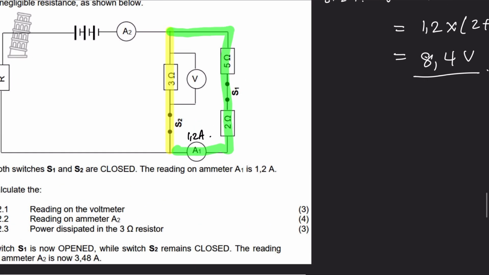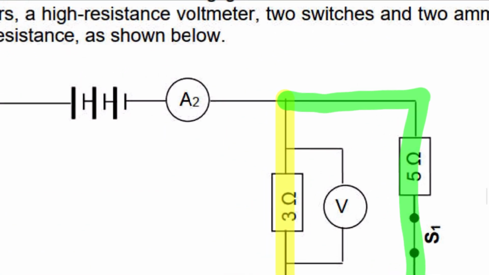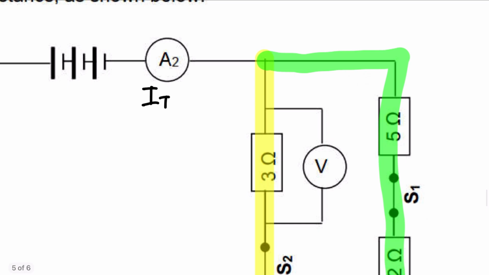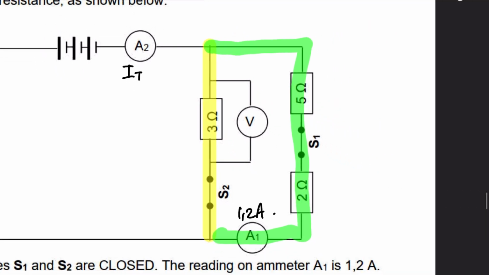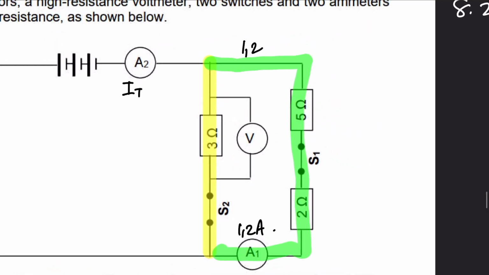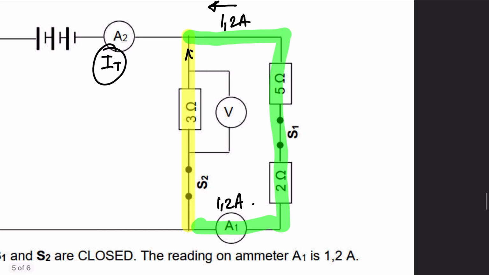Okay, so ammeter A2, this one here, is reading the total current, so IT. And remember, the current was split because of that parallel branch. 1.2 amperes was passing through here, and all we need to do is work out what current is passing through here. If we add them up, we'll get the total current. So if you look at this yellow branch, we know that the voltage is 8.4. We know the resistance, we can work out the current.